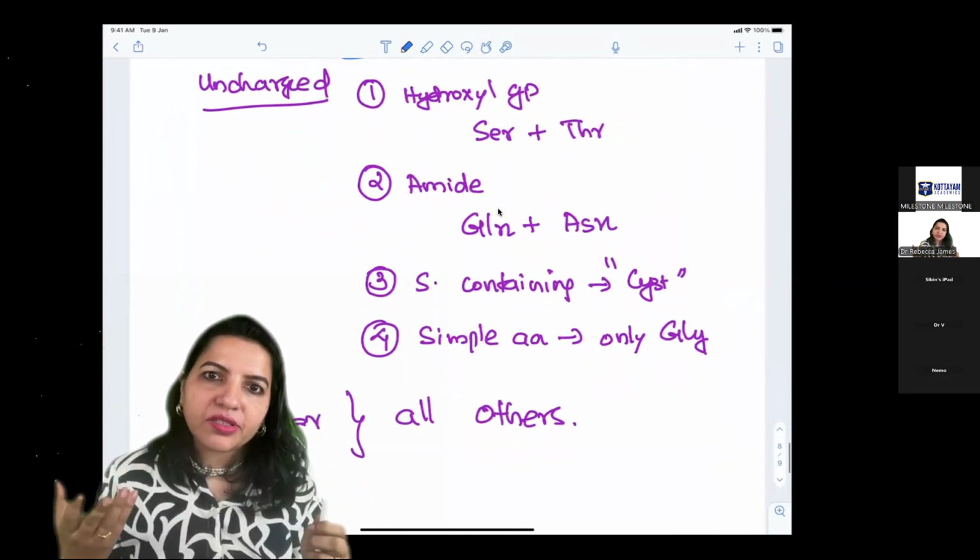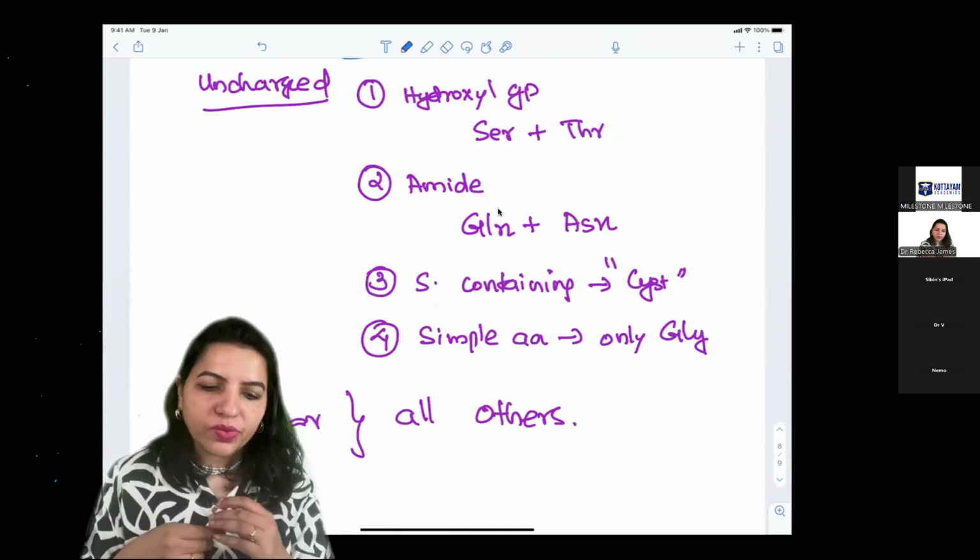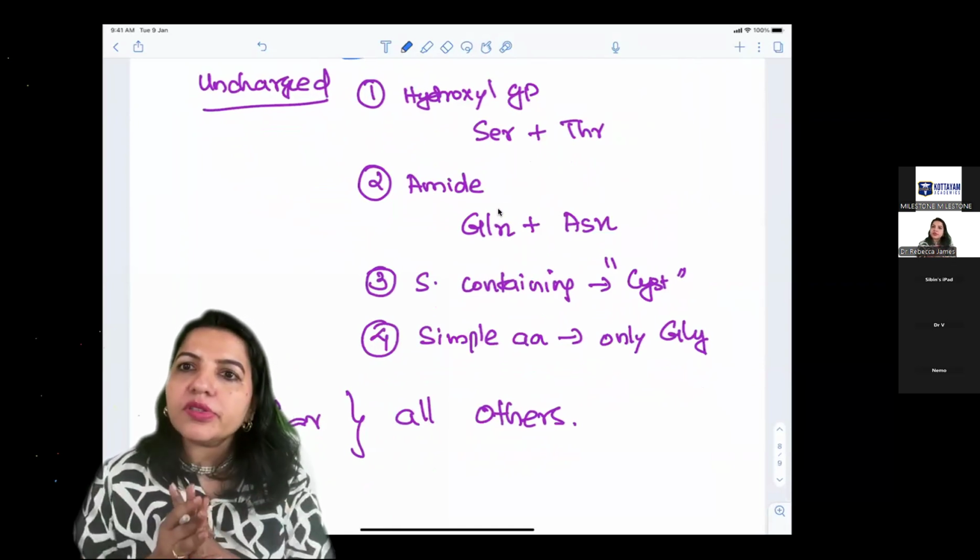I have to say a lot. So it won't finish now. Okay. So that is about the simple amino acid.